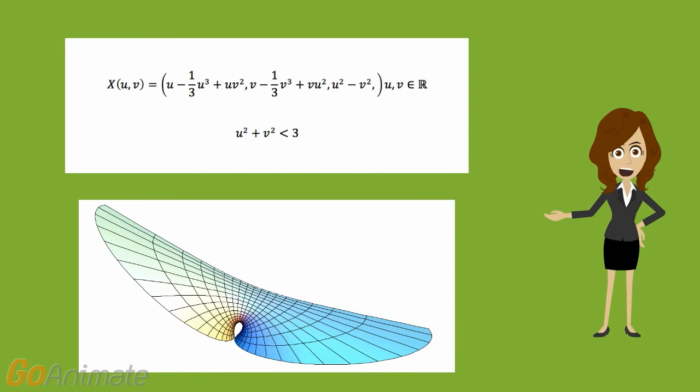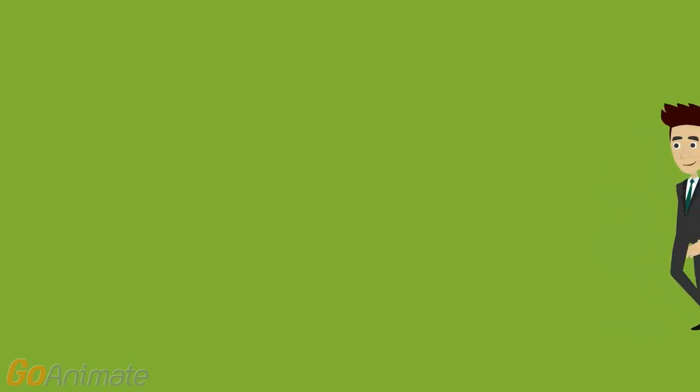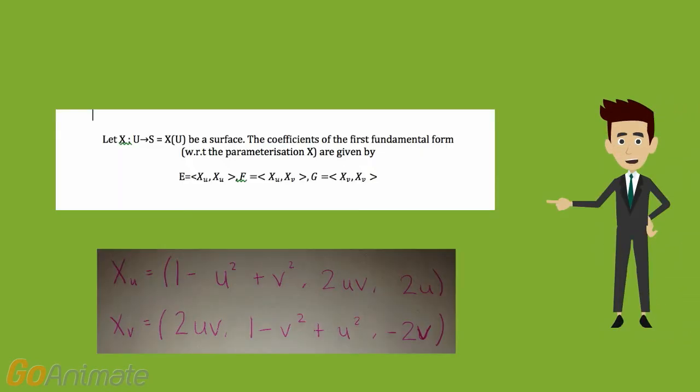We needed our surface to be regular, and for a surface to be regular, there must not be any self-intersections. So we must set the domain as u squared plus v squared is less than 3 to achieve the surface you see on the screen. We're ready to investigate some geometric properties of our surface.